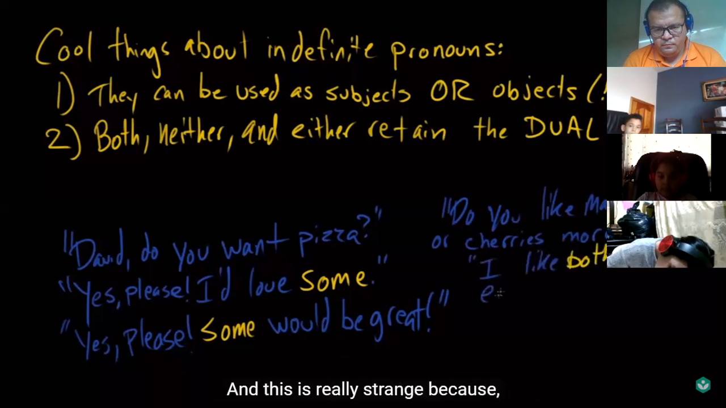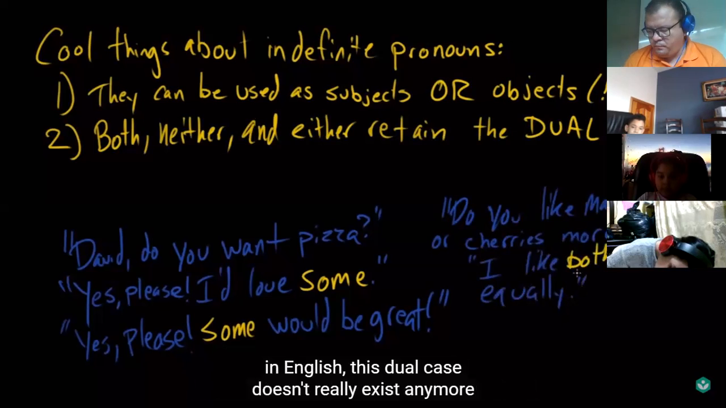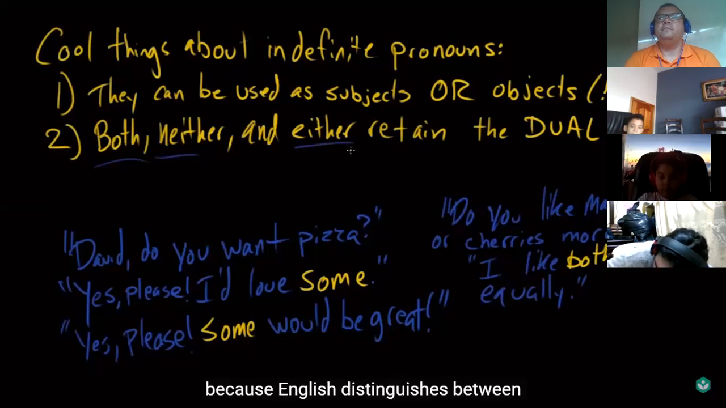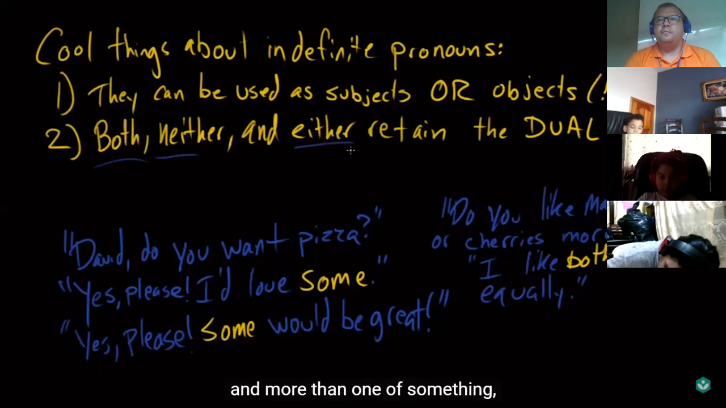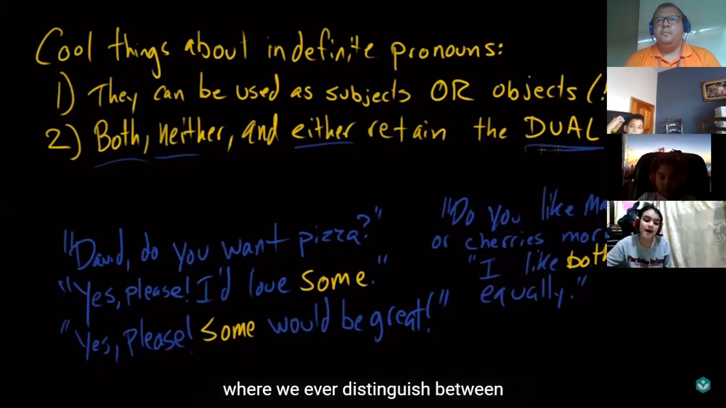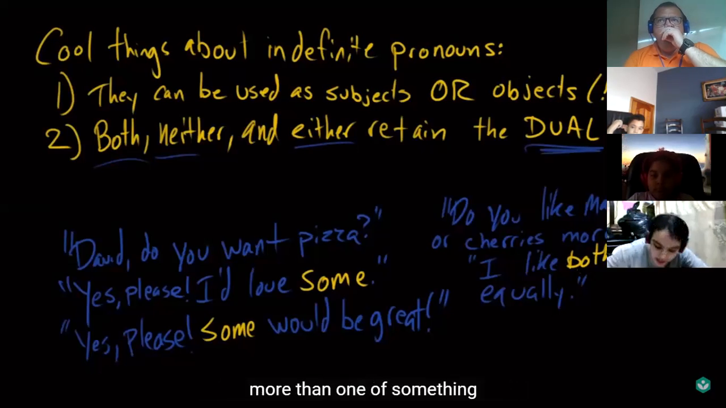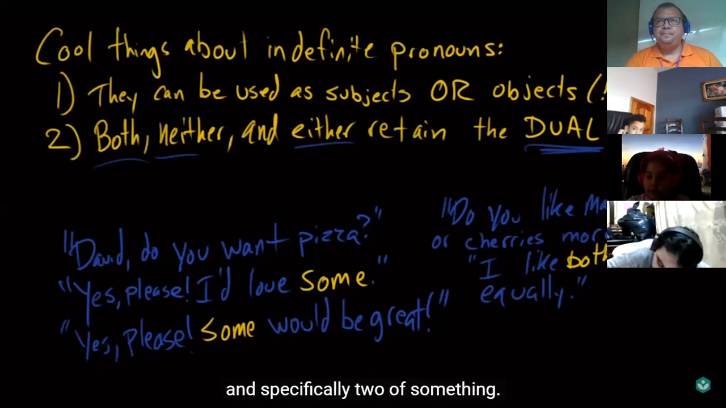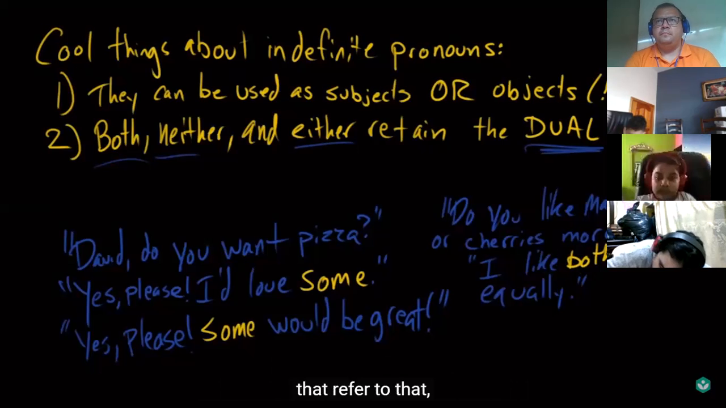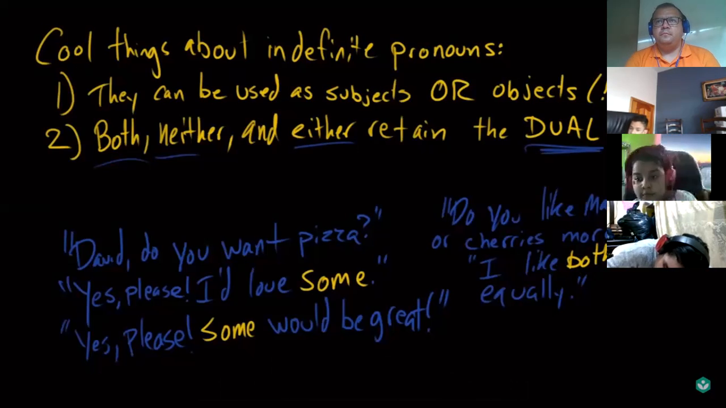And this is really strange because in English, this dual case doesn't really exist anymore, except in very limited amounts. Because English distinguishes between whether there's one of something and more than one of something. But this is one of the very few cases where we ever distinguish between more than one of something and specifically two of something. There are not a whole lot of words in English that refer to that. So I think that's really cool.